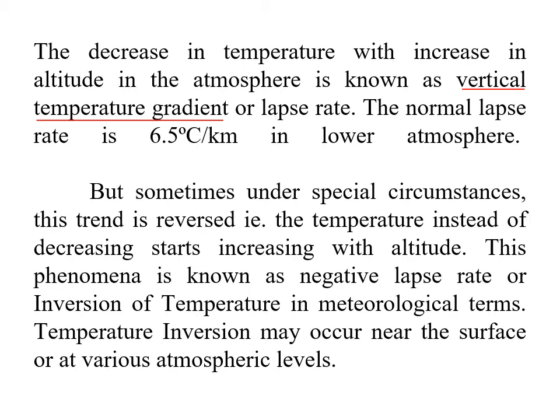Now, the observed rate of vertical decrease in temperature is called the lapse rate, and the rate is generally 6.5 degrees centigrade per kilometer. Now, lapse rate indicates the temperature conditions that are found in a stationary column of air that is somehow disturbed.